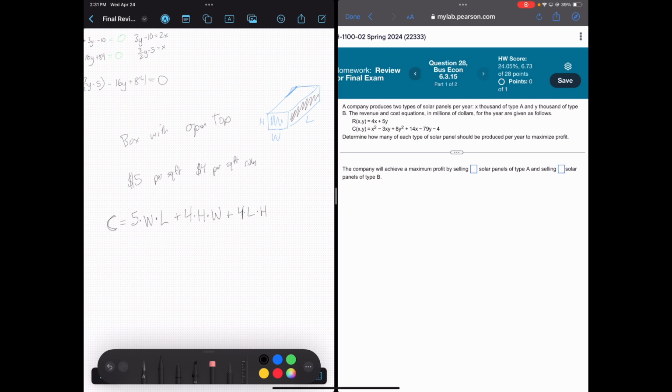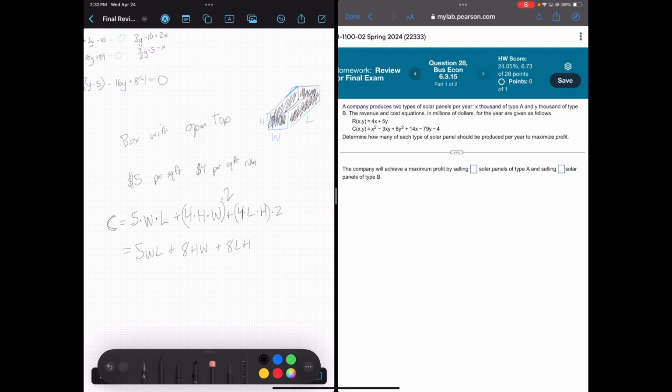But there's still something we're missing, and that's the area of the backside. It's the same as the front side, which means I can just take this value and multiply it by 2. And same with this value. The area of this side is going to be the exact same as the area of this side, so I can also multiply this one by 2. Okay, so this leaves me with the following equation. And this is the equation that I want to optimize.